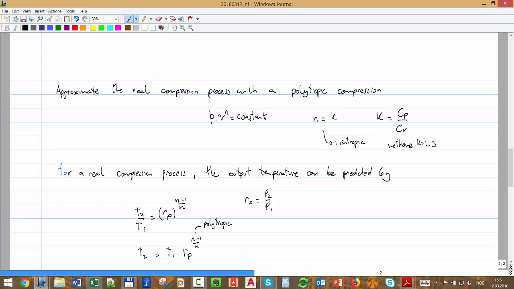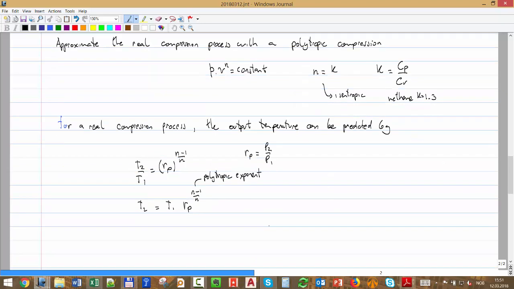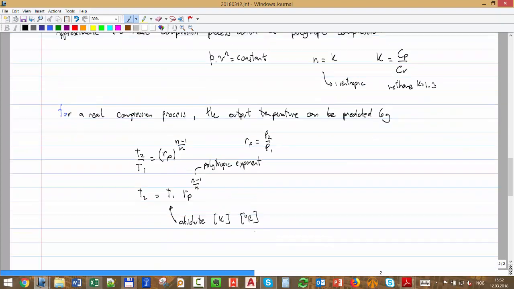Just be careful, this is the polytropic exponent. And remember this temperature, what units does it need to have? Absolute. That means either in Kelvin or in Rankine. But you have to use absolute temperature here. Okay, so that's how I did the homework for you.